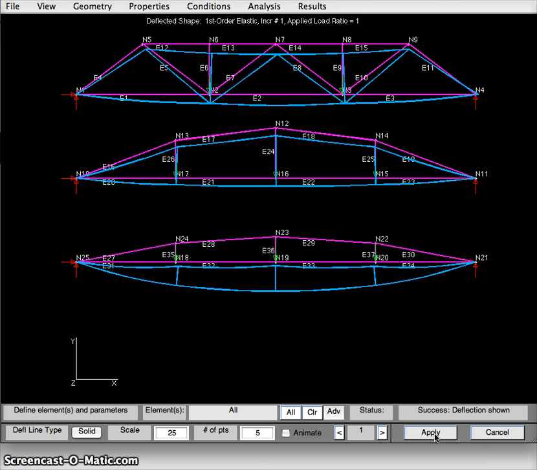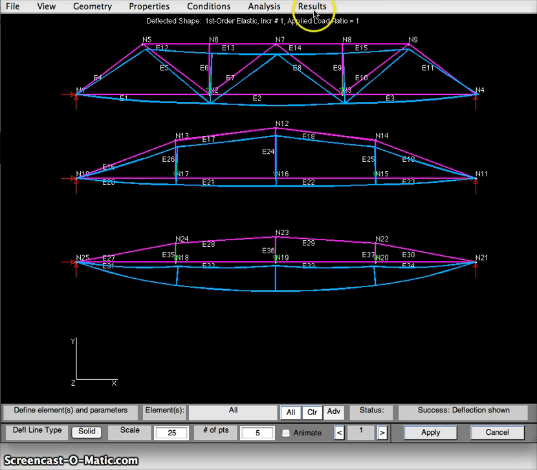The deflected shape shows us visually where the maximum displacements are, and we can then go retrieve numerical values of those displacements. For example, in the bottom of the three bridges, the maximum downward displacement occurs at either this bottom node or this top node.